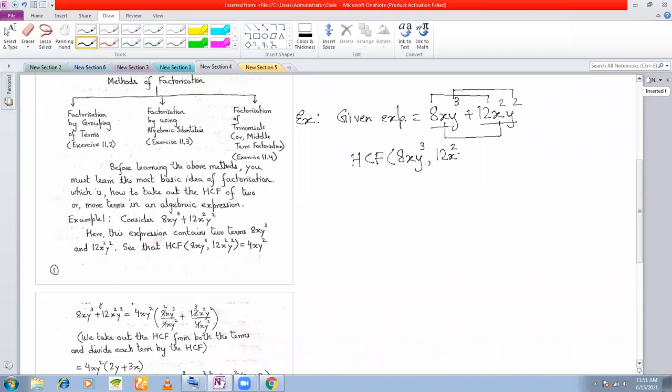You take the HCF of these two terms. And what is the HCF of these two? How will you find out the HCF of these two? First of all, you will find out the HCF of 8 and 12. What is the HCF of 8 and 12? It is 4, right? Any confusion here with the HCF?